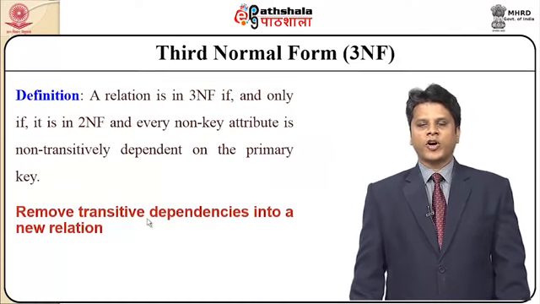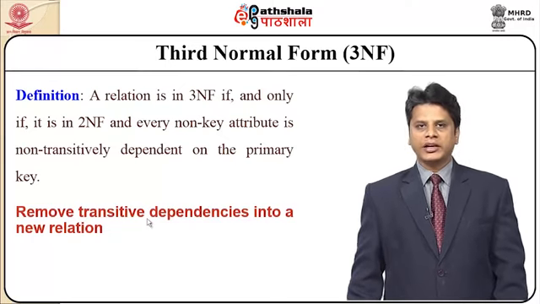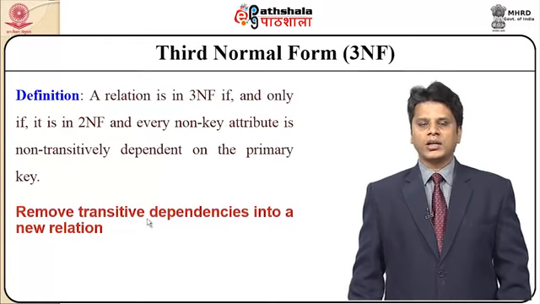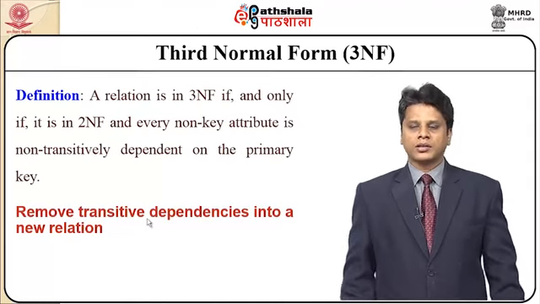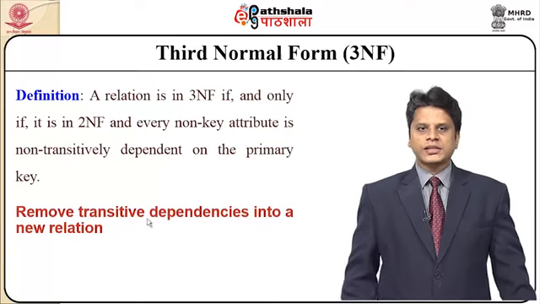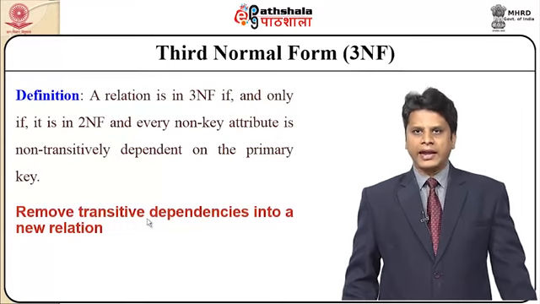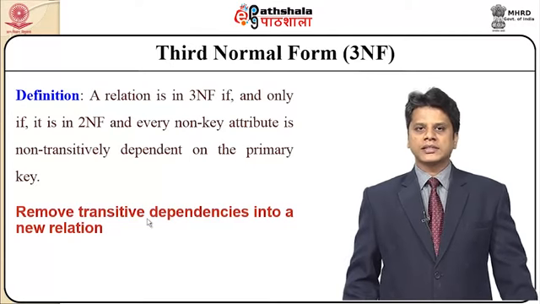So, by second normal form we have made sure that there are no partial functional dependencies and every attribute of the relation is fully functionally dependent on the determinant. Now, we will look at third normal form. A relation is said to be in third normal form if and only if it is in second normal form and every non-key attribute is non-transitively dependent on the primary key. That means we are about to remove the transitive dependencies into a new relation.